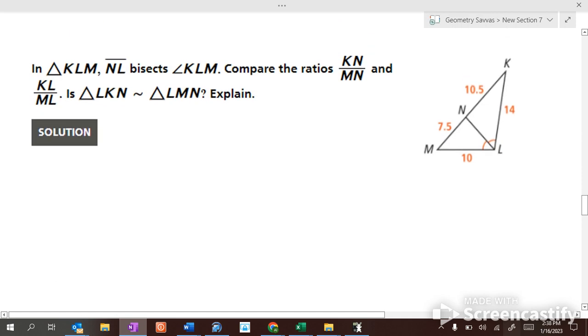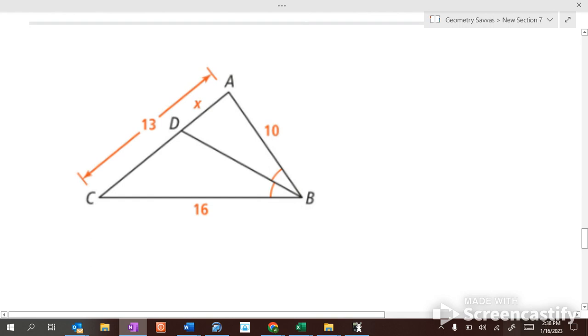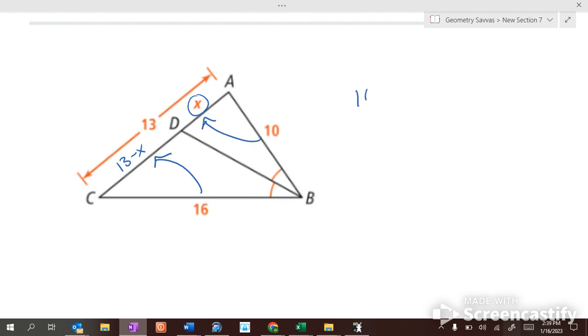Okay, the other one that we're doing today is the angle bisector one. So if you have an angle bisector, it splits the third side proportionally. So this over this should equal this over this. So if this is x and this whole side's 13, what's left for this would be 13 minus x. So this over this equals this over this. So 16 over 13 minus x equals 10 over x.